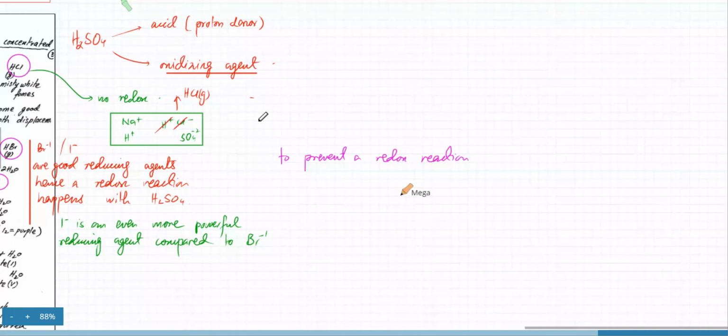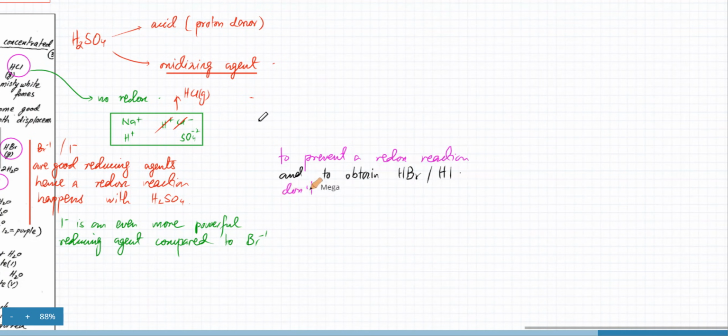So to prevent a redox reaction, and to obtain HBr and HI, what you instead do is don't use sulfuric acid. Instead, use H3PO4.